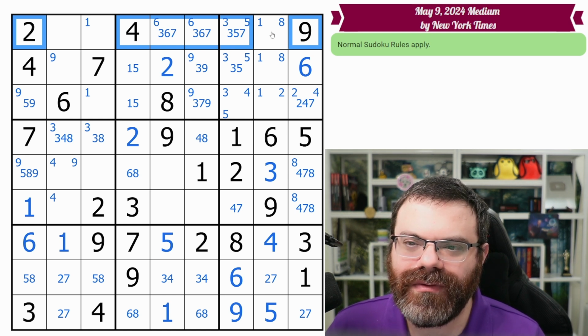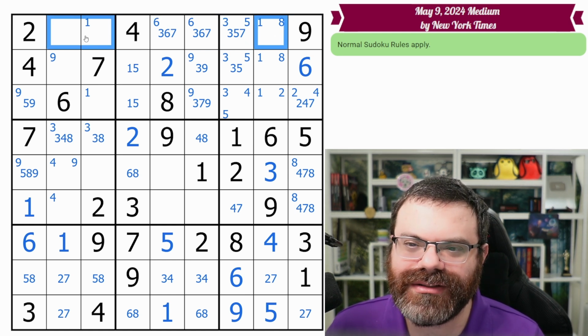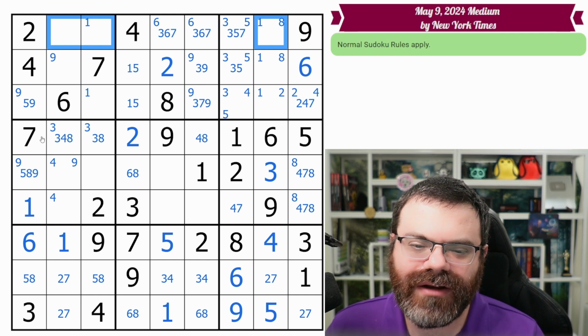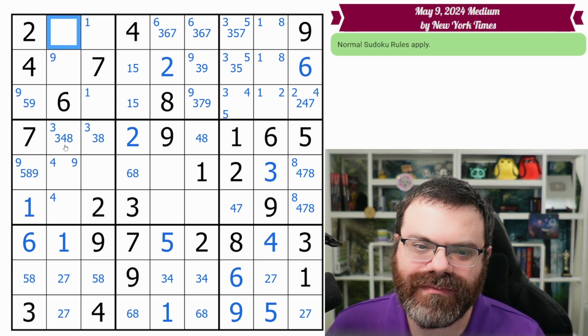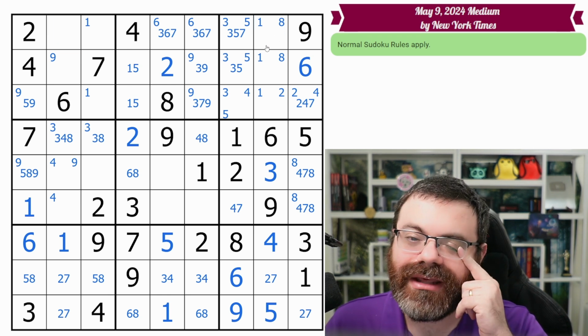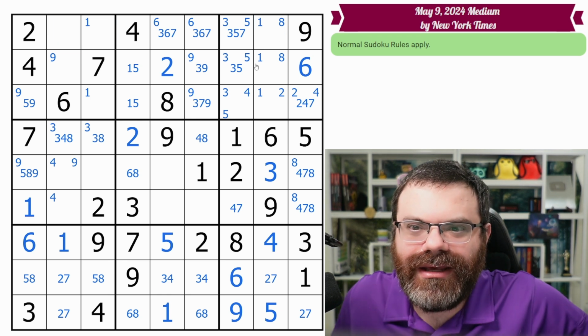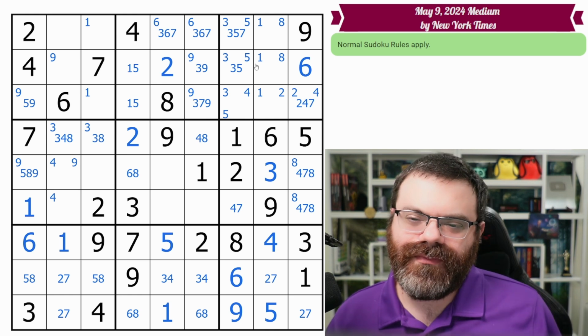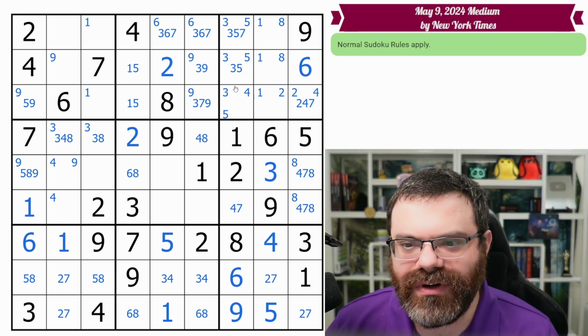And so if 1 and 8 are down to just 2 cells, then we have found a hidden 1, 8 pair. Unfortunately, this cell can't be 1, but it can be 8. And this cell can be either. So we do not actually have that. But I thought I'd point out that might be a nice way, if you suspect a quadruple, to confirm whether or not there's going to be a quadruple.